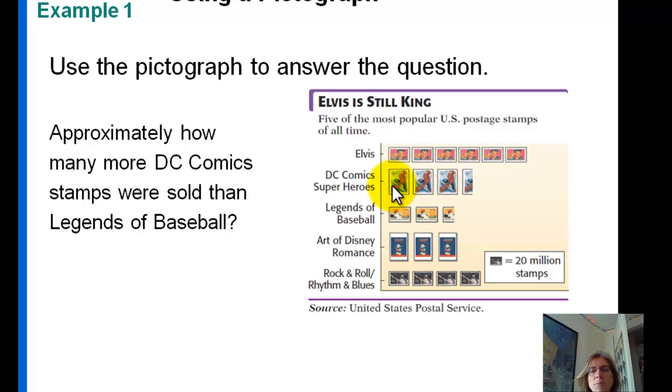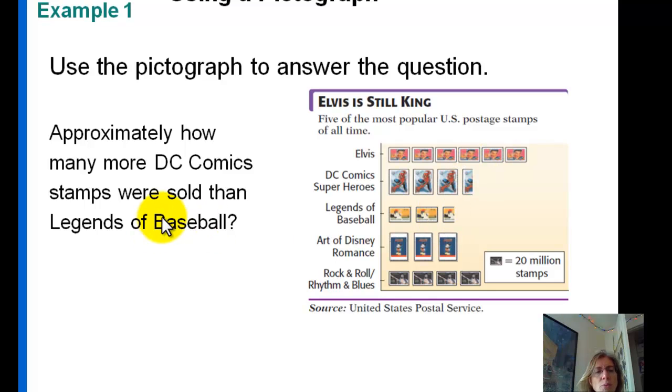And then DC Comics, each stamp representing 20 million stamps, that's 20 million, 40 million, 60 million. It's kind of like counting 20s, 20, 40, 60, 80. Think of $20 bills. And half, one of these halves, so you got 60 million plus half of 20 million, which is 10 million. So it's 70 million comic superhero.